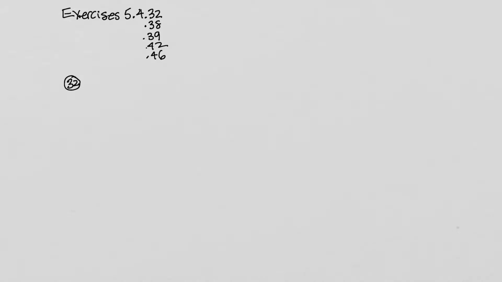Problem number 32 says we've got a classroom building that has 7 doors, and how many ways can a student enter by one door and exit by a different door? Well, it seems to me we have 2 decisions to make. Which door should we enter, and which door should we use to exit?